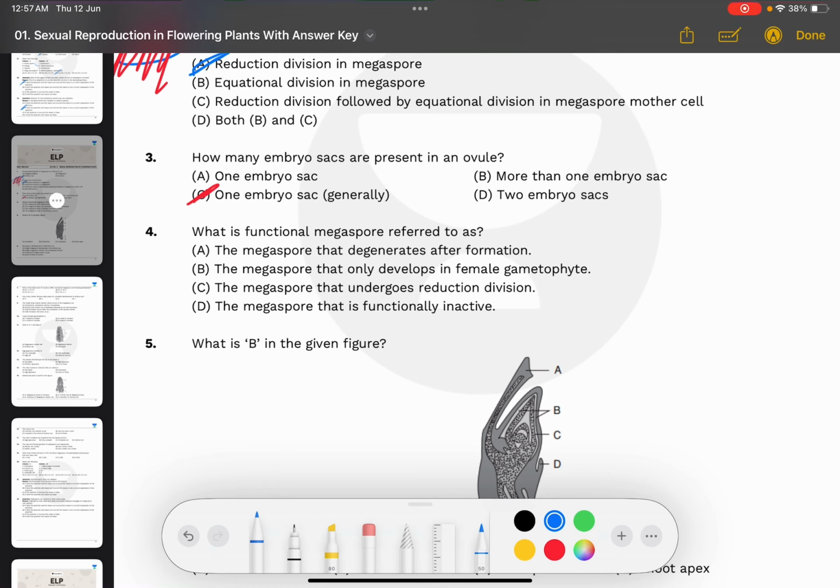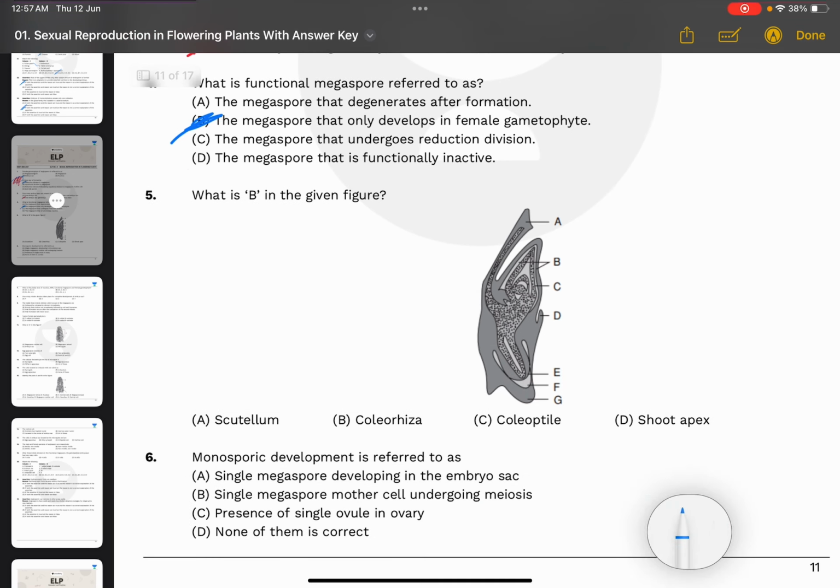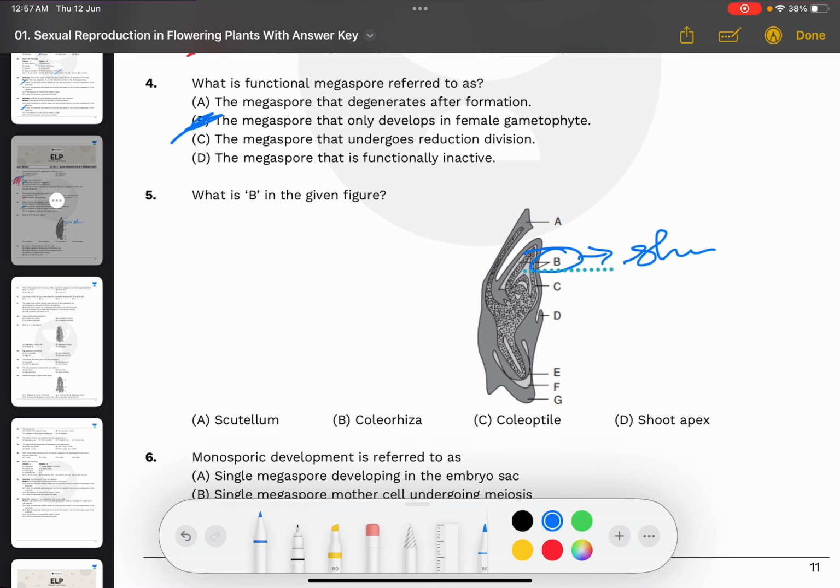What is the functional megaspore referred to as? That is the megaspore that degenerates after the megaspore that only develops into the female gametophyte, that undergoes reduction division. Megaspore that is functionally inactive. The P option is correct. What is B in the given figure? Again, with shoot apex or cotyledon, coleorhiza, C. It's again coleoptile. Yes, I was right. It's coleoptile.